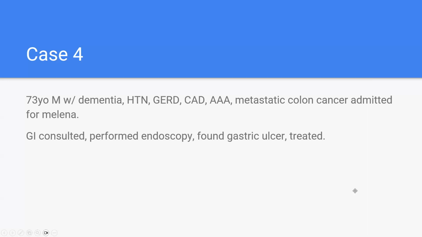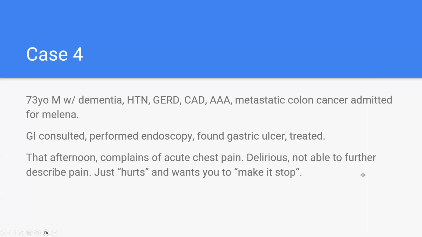GI consulted, they performed endoscopy, found a gastric ulcer, treated it. That afternoon after the procedure, complains of acute chest pain. This is a cross cover page. This patient, acute chest pain, you go and see the patient. They are, of course, delirious and not able to help you much. They just say, I hurt. I want you to stop it, doc.